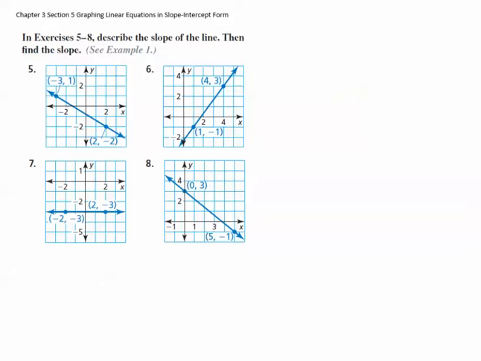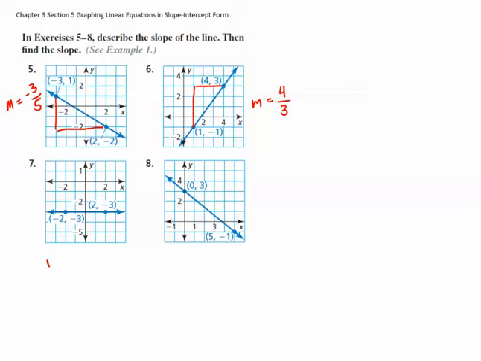So first of all, we're simply going to find slopes. And when we have a graph, we can find a slope. We always move from left to right. And in this case, we're going to go down 3 and then right 5, which gives me a slope of negative 3 over 5. With number 6, we're going to go up 4, right 3, and so we have a slope of 4 over 3.